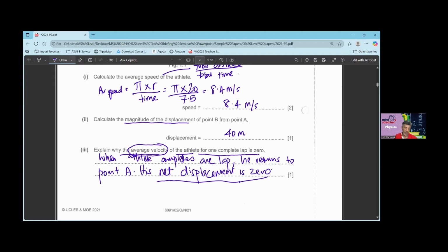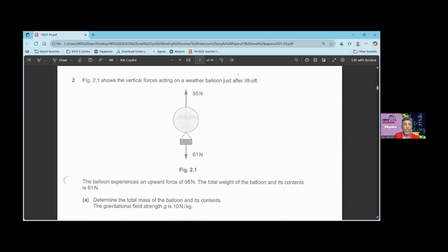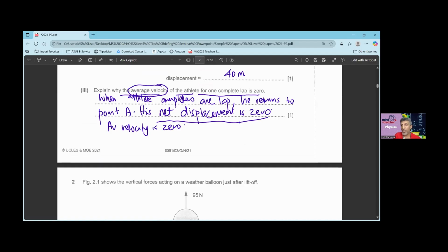So technically average velocity is 0. So what is the formula for average velocity? It is the total displacement over time. It is the net displacement over time. So when he returns back to A, his net displacement is 0. Okay, net displacement is 0. Okay, everyone got this?